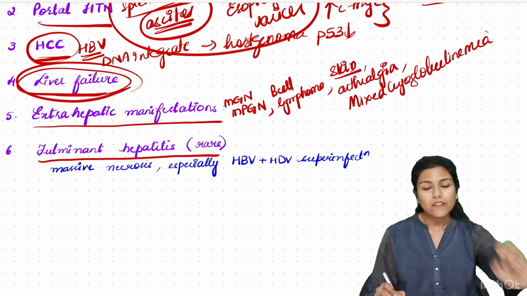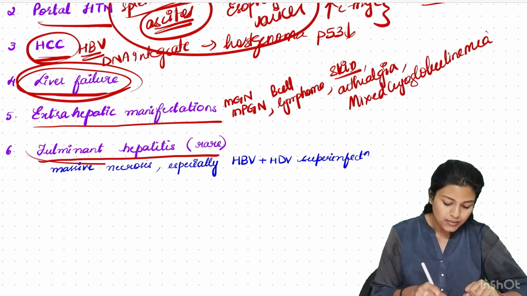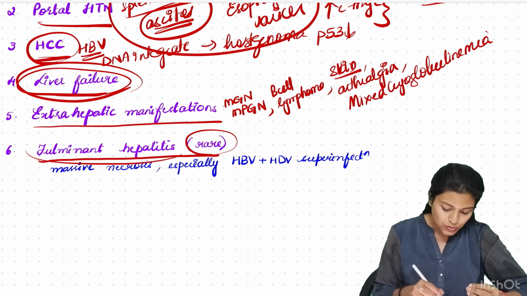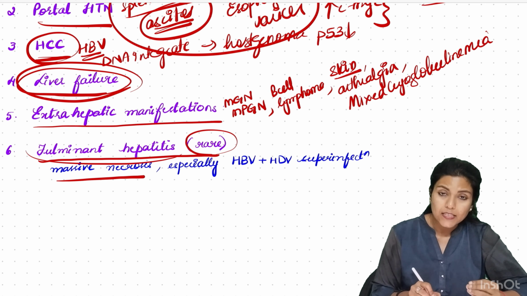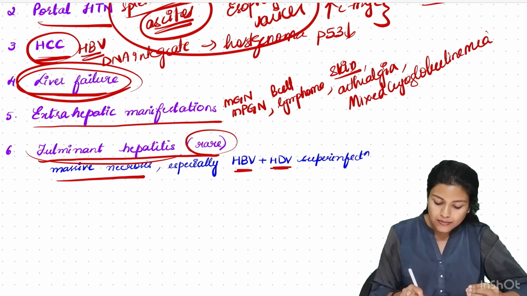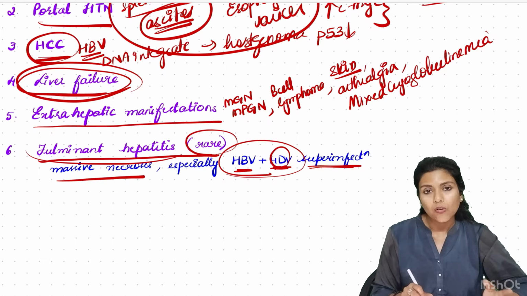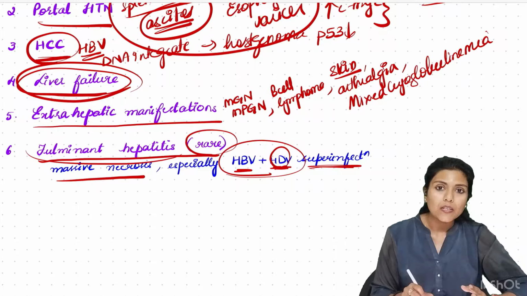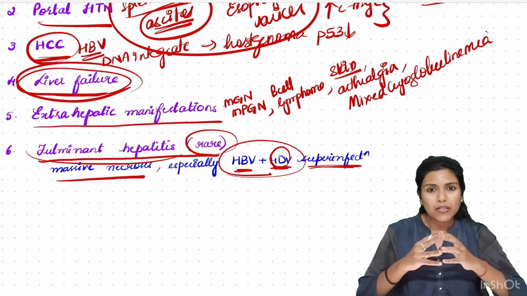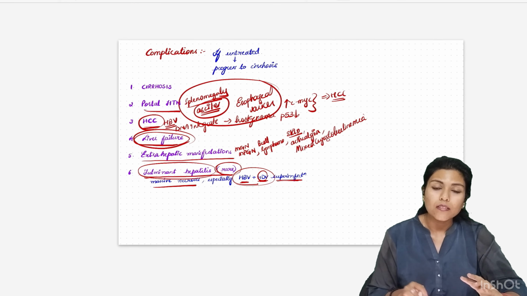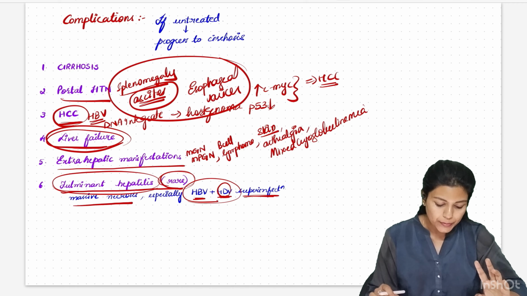It may also progress to fulminant hepatitis, which is a rare complication. Fulminant means a sudden explosive outburst, with a sudden worse prognosis. It is due to massive necrosis, and it is especially seen with hepatitis B and hepatitis D superinfection. As we all know, hepatitis D is a dependent virus, so with both occurring together, like hepatitis D superinfection on hepatitis B, it will rapidly progress to failure. That is, it will have a sudden, explosive, or rapidly deteriorating course. That is fulminant hepatitis. All these are the complications of chronic viral hepatitis.